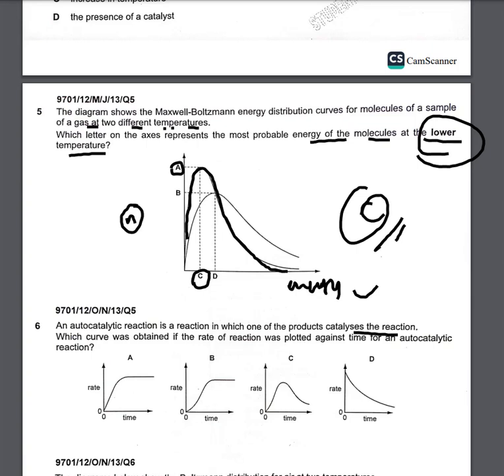So question number 6, an autocatalytic reaction is a reaction in which one of the products catalyzes the reaction. Which curve was obtained if the rate of reaction was plotted against time for an autocatalytic reaction? For an autocatalytic reaction, the product catalyzes the reaction.